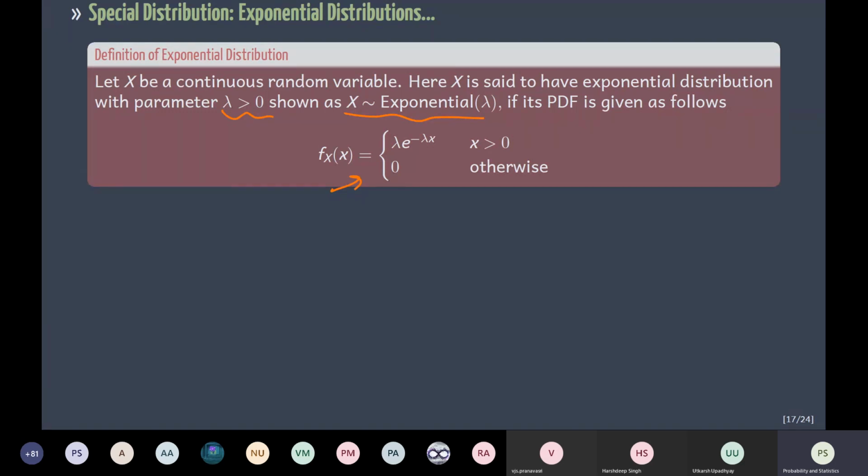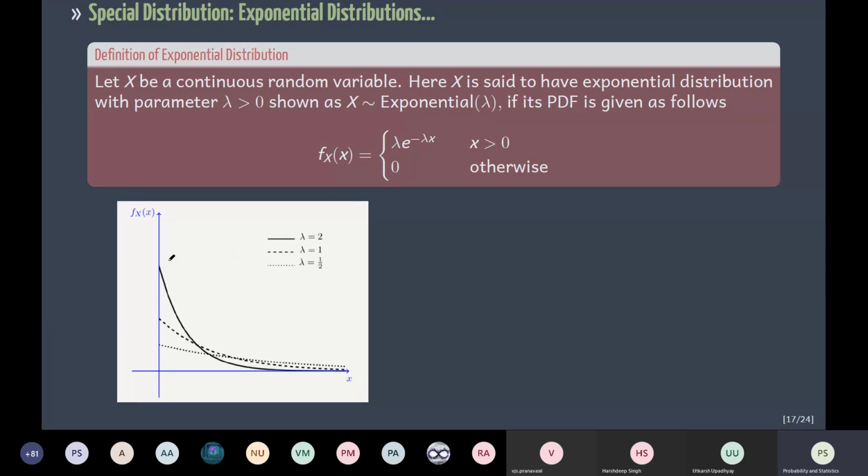You have to memorize this. And the PDF plot will be like this, for various values of lambda. So this is how the exponential looks, and the height at 0 will be lambda. And the CDF will be given by the integral from 0 to x. In general, the CDF was defined from minus infinity to x, but from minus infinity to 0 the function is anyway defined to be 0, so it's better to start from 0. So in this case it boils down to 0 to x.